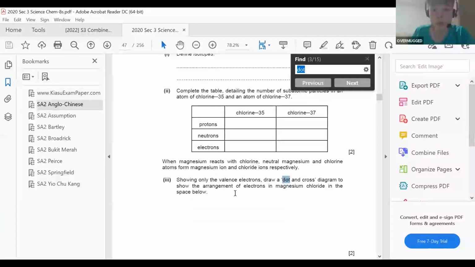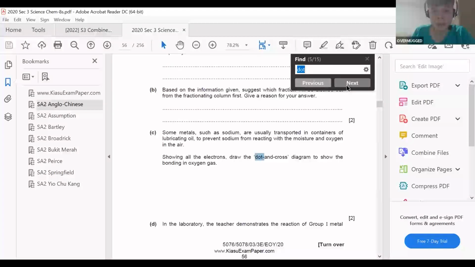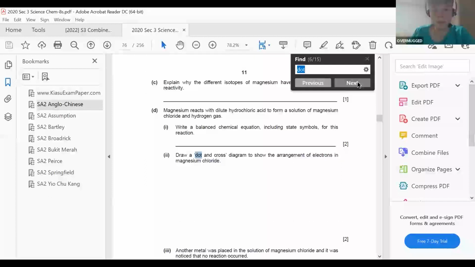Okay, showing only valence electrons, so outer shell only. Valence again. Over here they specifically said show all electrons. They need to draw the electrons in the inner shell also. Okay, what next? Over here, they never mention anything. You don't assume that you draw valence electrons only. You have to draw everything out. So these are the kind of phrasing that you can expect.